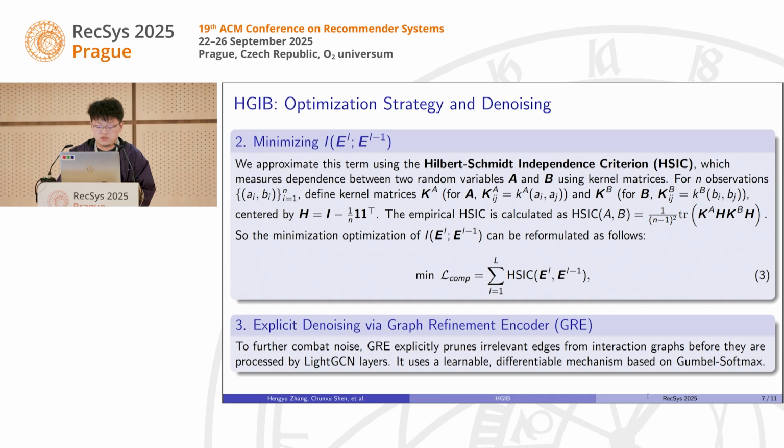And next, to handle the compression term, we use HSIC, a practical and effective approximation. It allows us to measure and minimize the dependency between the representations from the different behavior layers. And finally, to explicitly remove the noise, we introduce the graph refinement encoder to remove the noisy interactions from the data and to further reduce the negative transfer phenomenon.